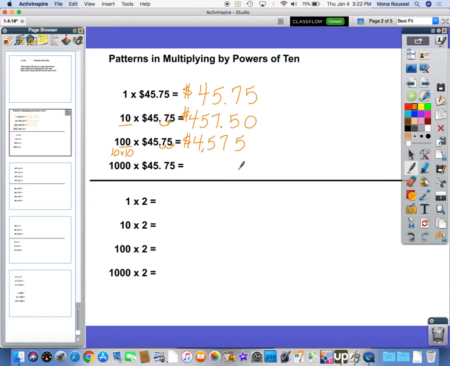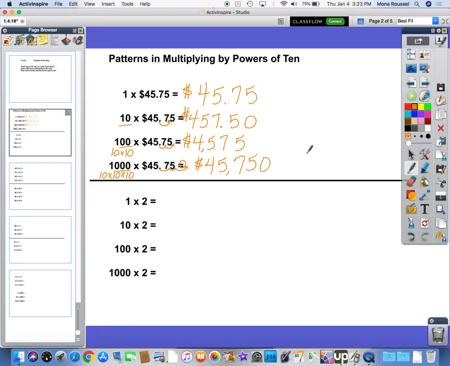$4,575. When we're multiplying times 1,000, we can keep in mind that 1,000 is the same as 10 times 10 times 10, representing 3 place value columns, as the 3 zeros would show us. So this time we will have to move the decimal 3 times to the right. This empty space will be filled in with a 0, and the decimal is behind that last 0. So again, we would have a whole number, $45,750.